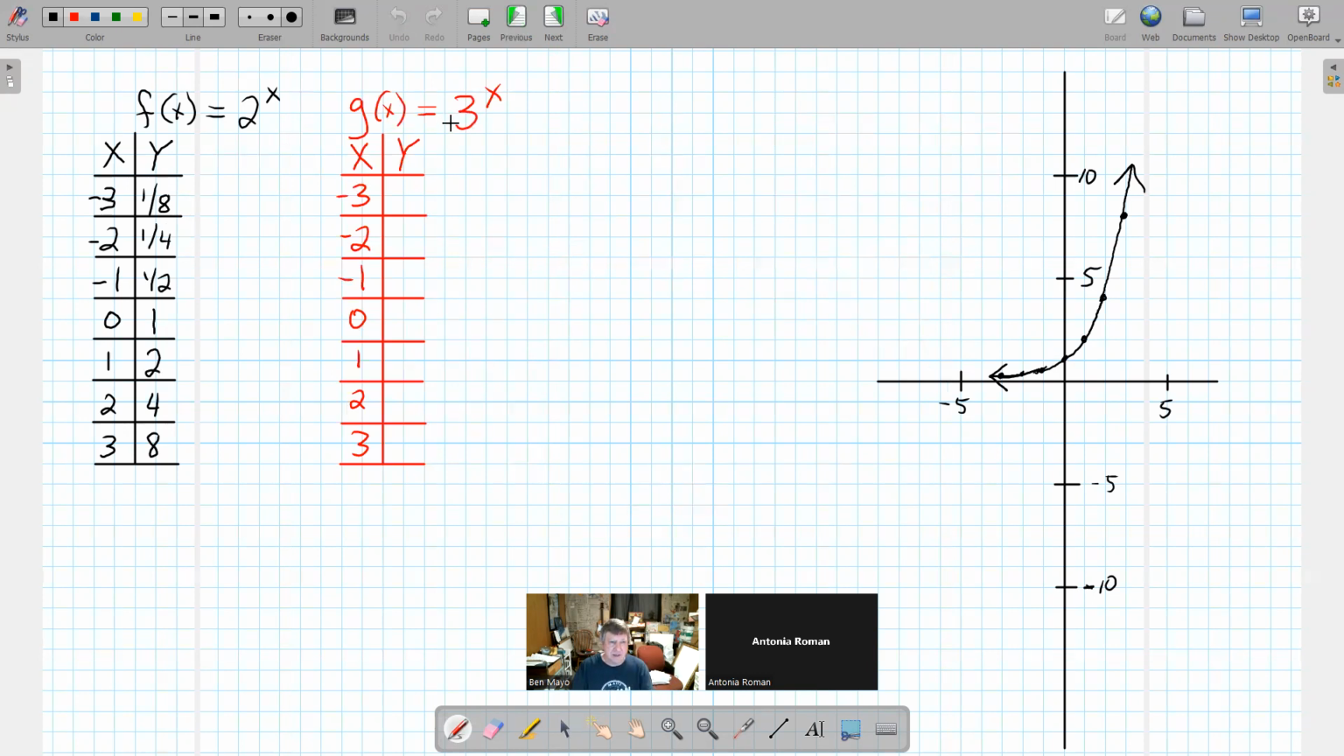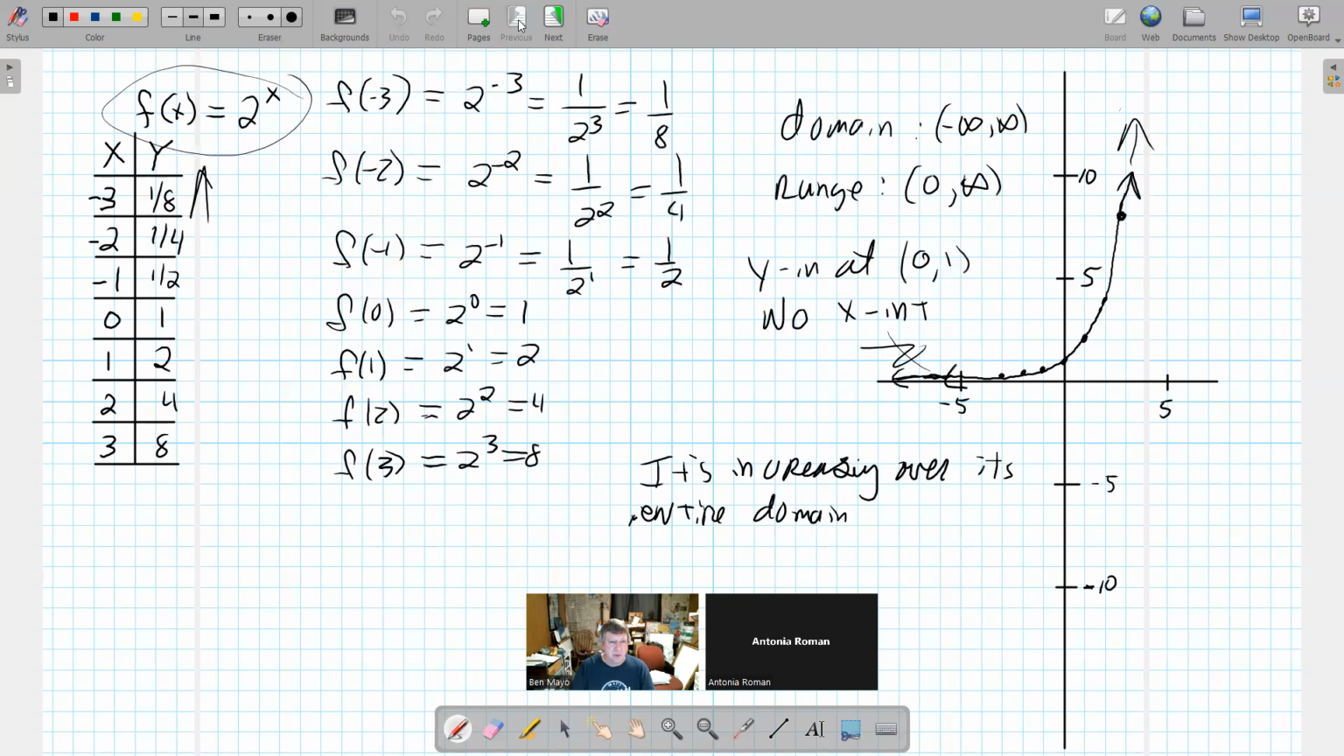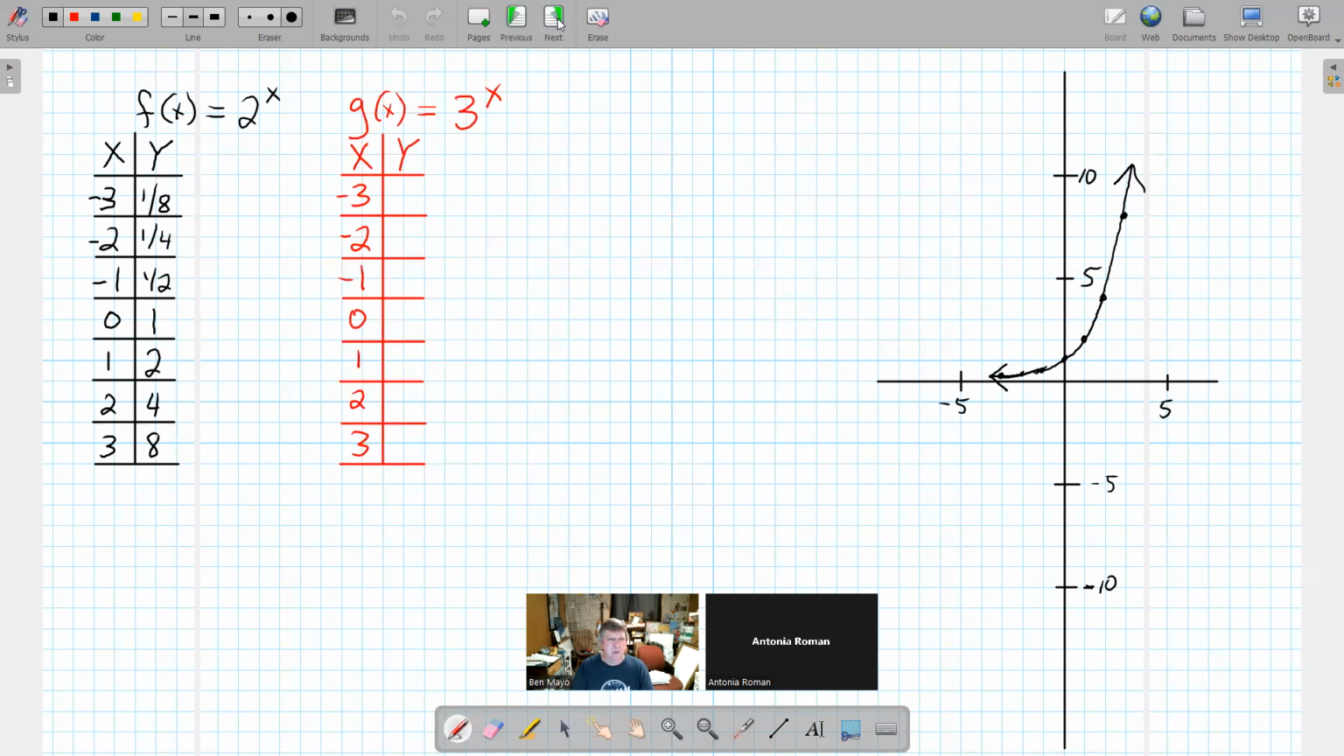Oh, you know what? Wait a second. There's one more thing I want to point out. Let's go back here. Can you see that as x increases by 1, y doubles? Every time x increases by 1, y doubles. You see that? Yes. Okay.